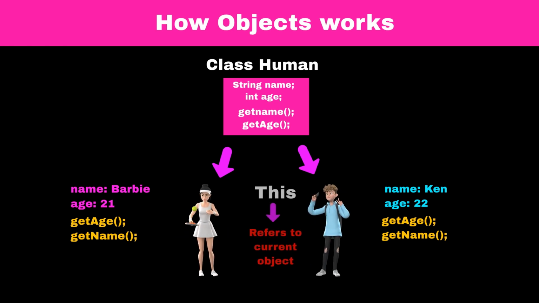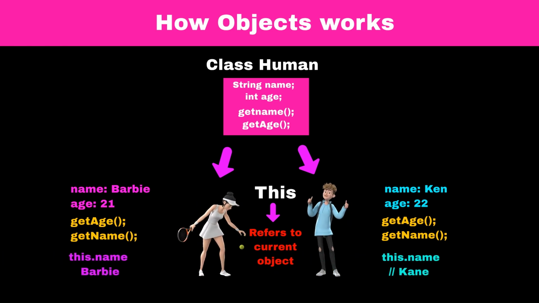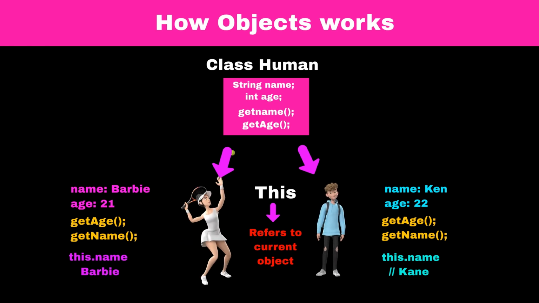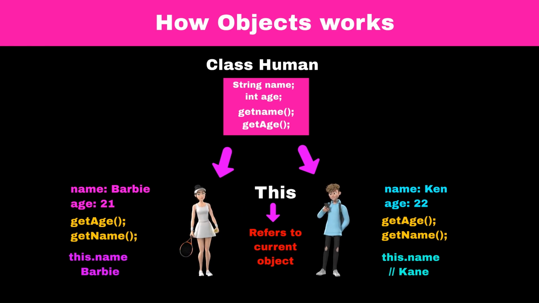This keyword is used to access variables and method of a current object. For example, if you have method in the class that prints this.name, then first object will print Barbie and then second object will print Ken. But inside class we can access class variables without using this keyword. So why we need this keyword?